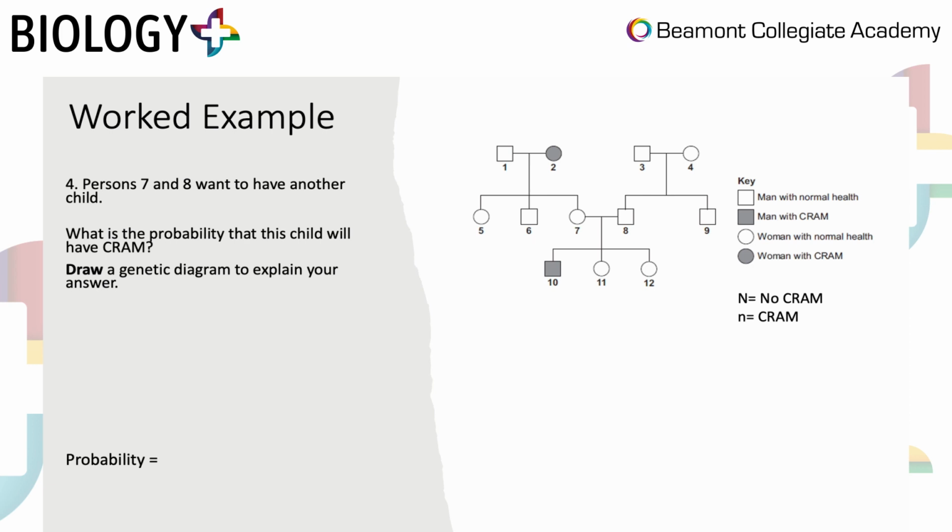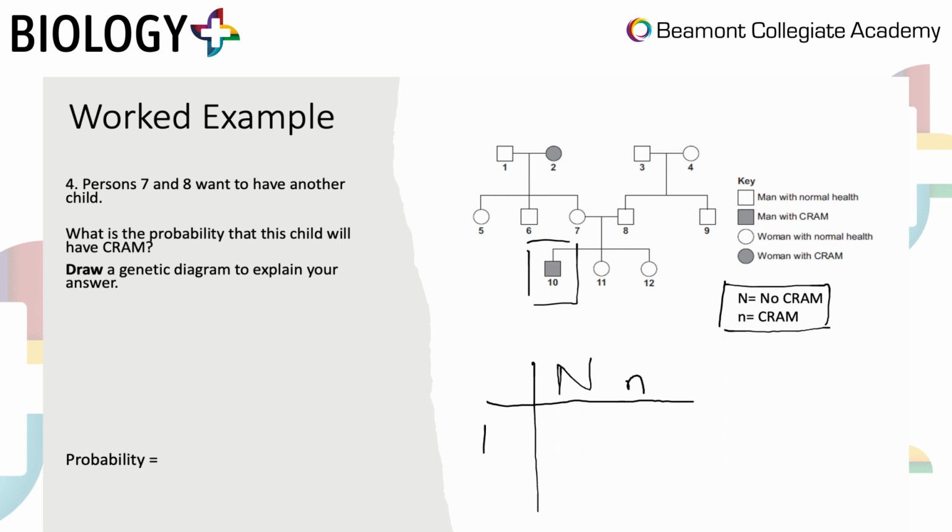Question 4. Person 7 and 8 want to have another child. What is the probability that this child will have cram? Draw a genetic diagram to explain your answer. We've been given these details now of how to represent the alleles. 7 and 8, remember they are symptomless. However, because they have an affected child already, they must carry the allele for cram. They are heterozygous in their genotype, so this is how you'd represent that for both parents, and then complete the diagram.